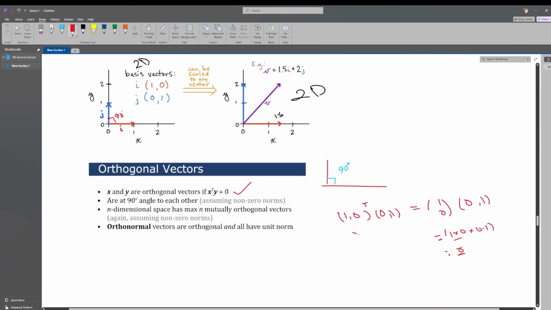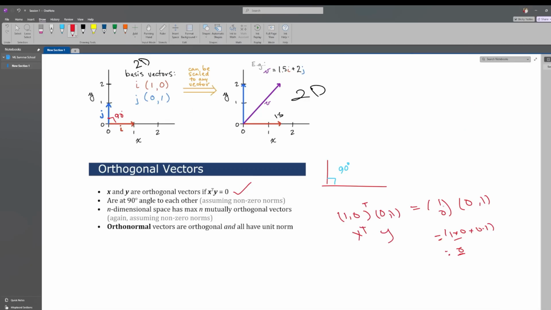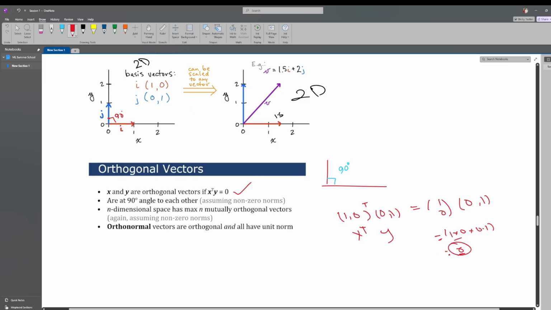If we have x, it is x transpose, and this is y, and we have used that, and we've got 0. This is the dot product, and here is the important factor. When the dot product is 0, it is orthogonal. That's it. But the process is the same.